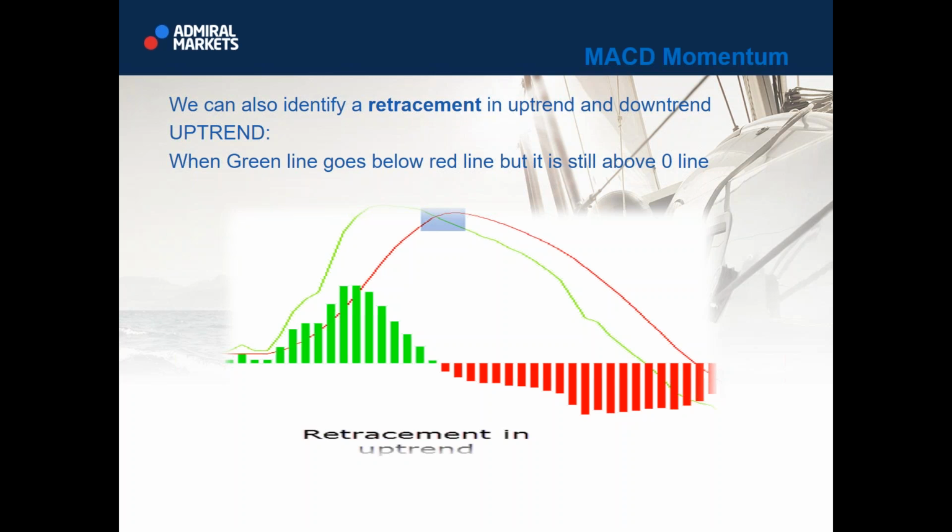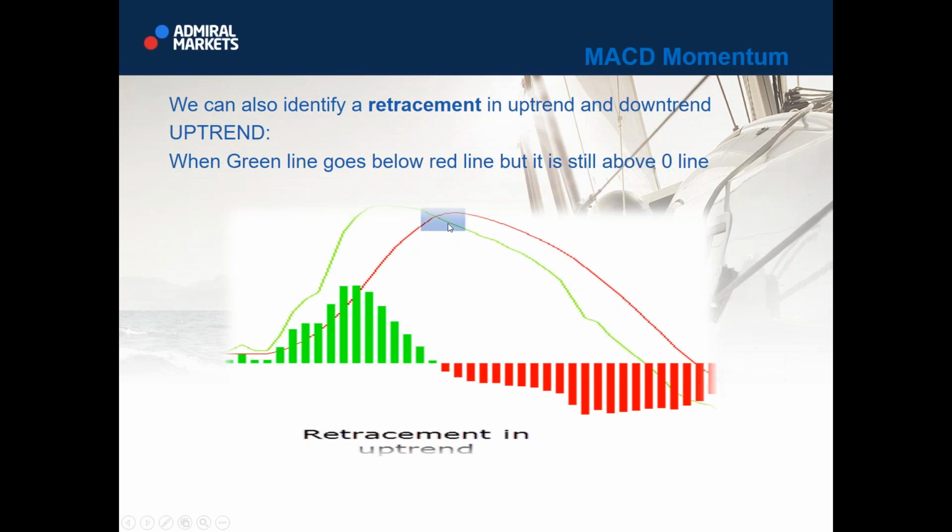Now, Net is asking, what do green and red lines represent? Both green and red lines represent an actual trend and momentum. This is the long-term moving average, this is the short-term moving average. When these lines are above the 0 line, we have trend and momentum.